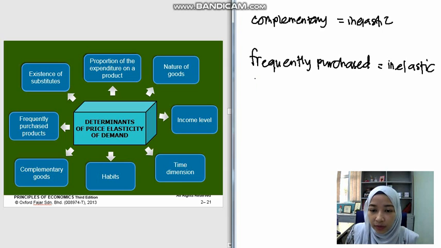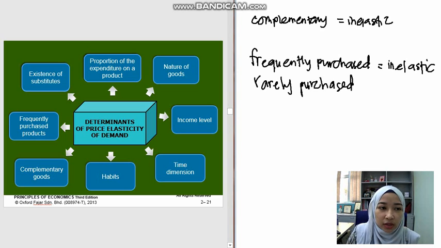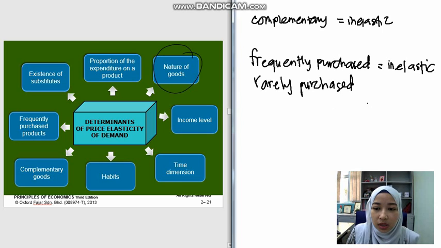But for rarely purchased products, this is actually close to the nature of goods. You can use the same explanation as for nature of goods. For rarely purchased products like cars, jewelries, expensive products, usually the demand will be very elastic. You can change your demand drastically when there is an increase in the price of this kind of products, because they are considered products that are not too important, that you don't buy daily. Alright.